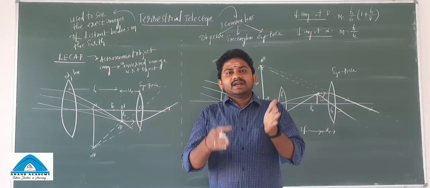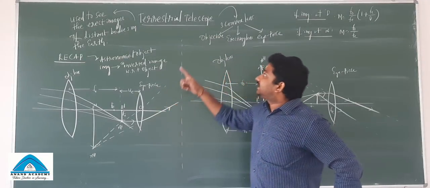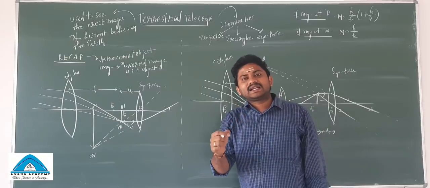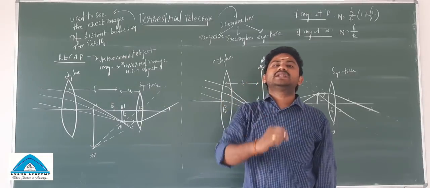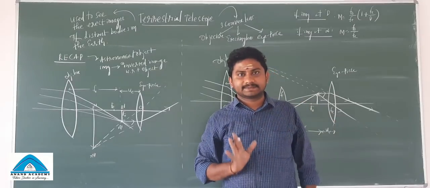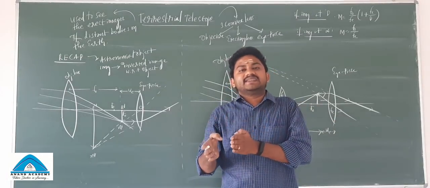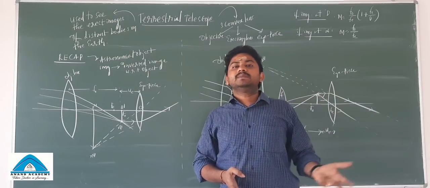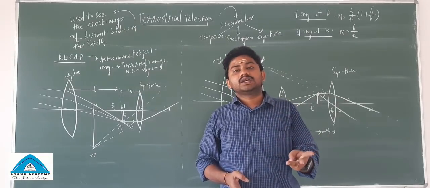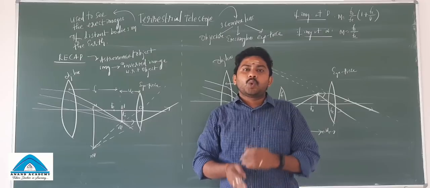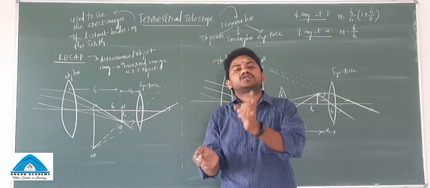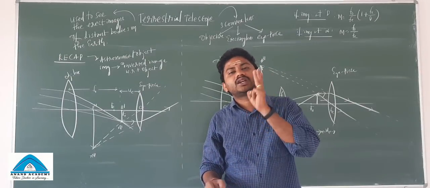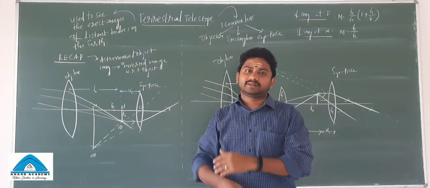Hi students, now the topic is terrestrial telescope. This is exactly similar to the astronomical telescope that we learned in the last class. The difference, a simple and small difference, is that in the astronomical telescope we had only two lenses, one of large focal length and another of small focal length. In the terrestrial telescope, we will be using three convex lenses of different focal lengths.